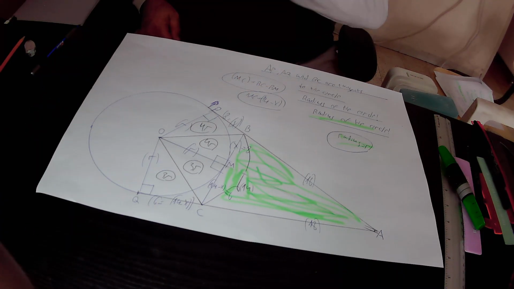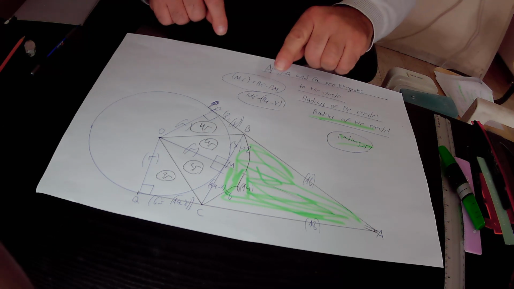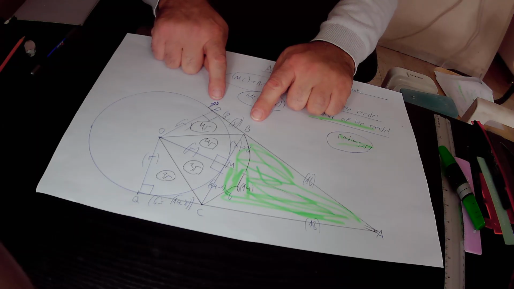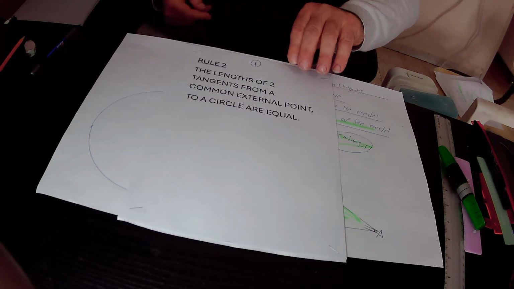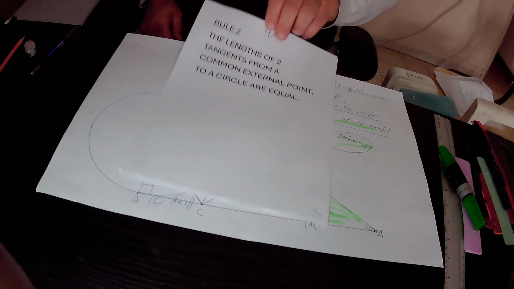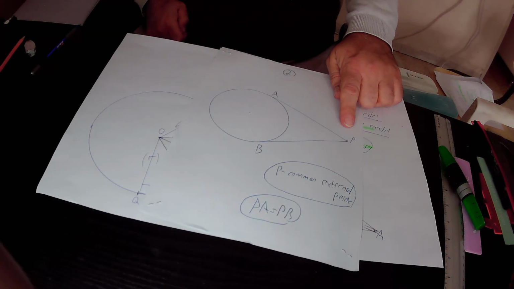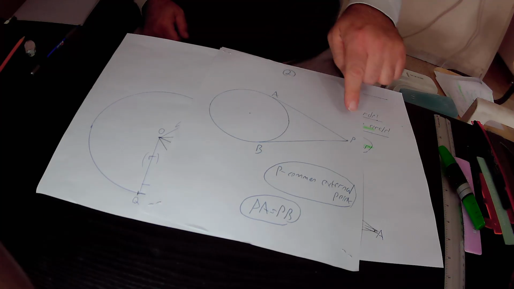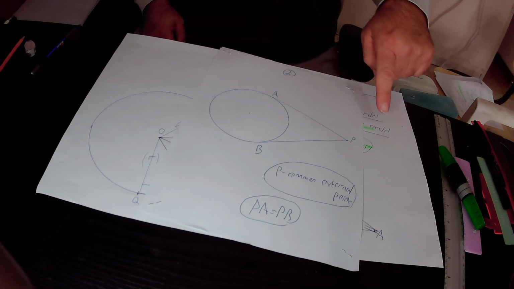So here we also implement rule 2 in our drawing. We define the length of this tangent BP as X. According to rule 2, the lengths of two tangents from a common external point to a circle are equal. In the drawing we have a circle. This is the common external point, point P. From this point P, we have two tangents to this circle, tangent PA and tangent PB. And according to rule 2, they are equal to each other. That is to say, PA equals PB.